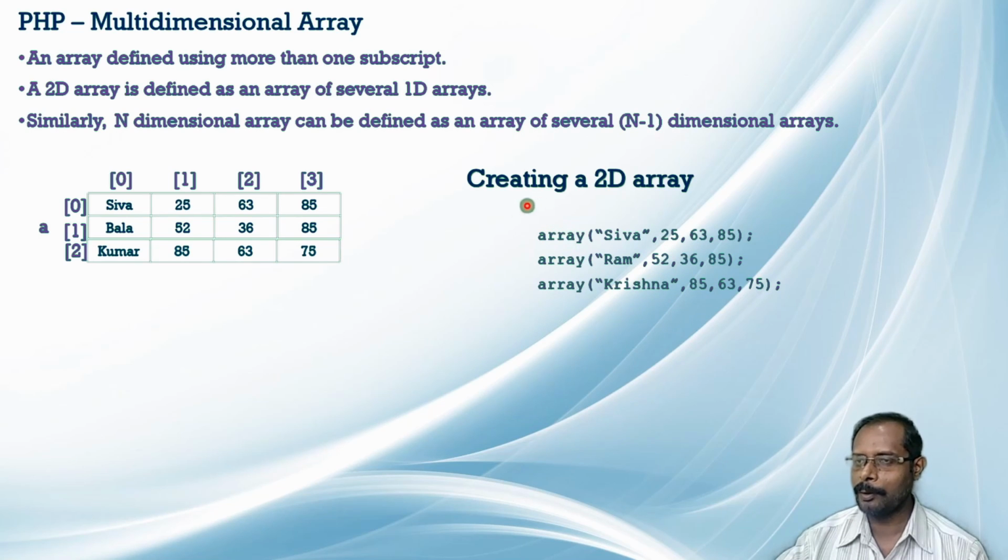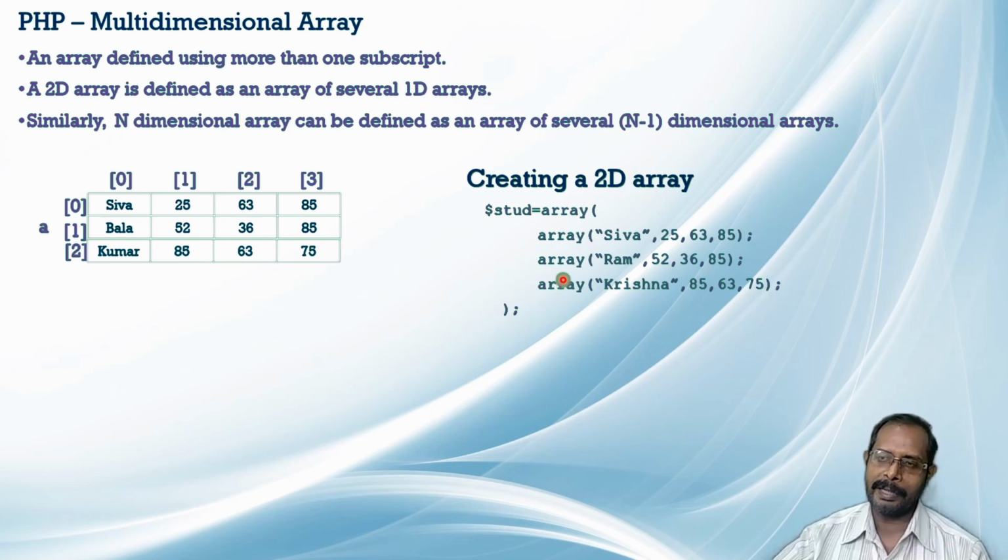I am going to enclose these 3 lines into another array function to make it a two-dimensional array like this. $student is equal to array of arrays. So a multidimensional array is nothing but an array of arrays. That is what these programming statements also say.